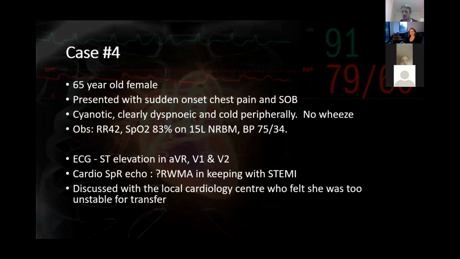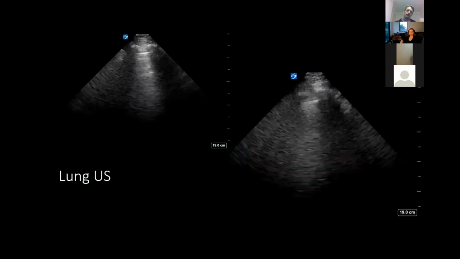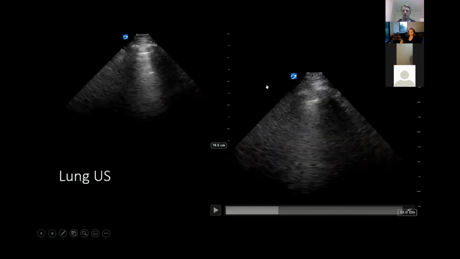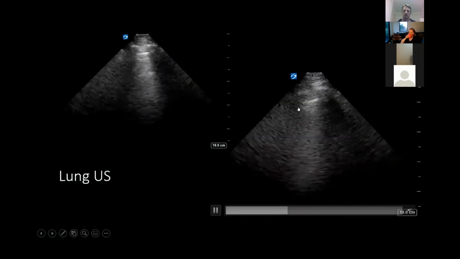The med reg on in this DGH happened to be a cardio reg, so he did a quick echo, which was quite difficult. But he had seen the ECG and he thought, okay, let's have a quick look. And he says, yep, there's a regional wall motion abnormality. This is a STEMI. Okay. So we discussed with the local cardio center who felt she was too unstable for transfer, which is classic DGH conundrum.